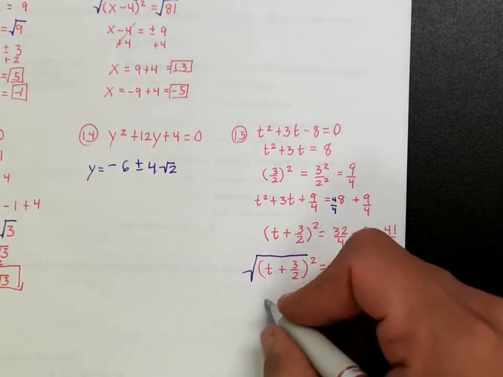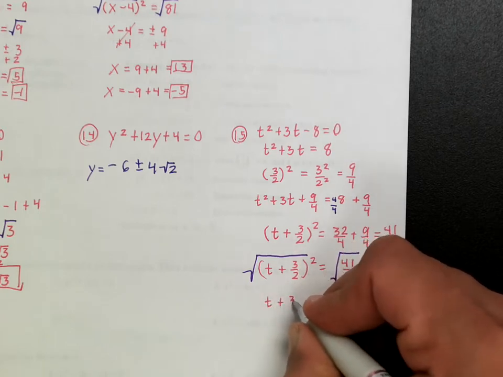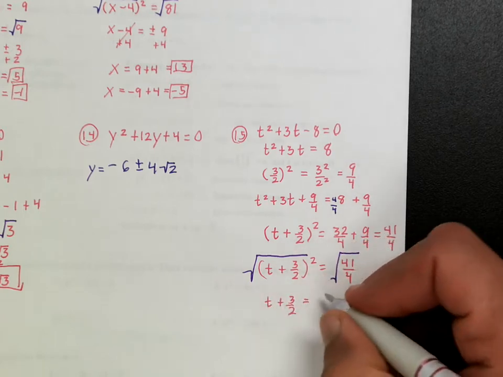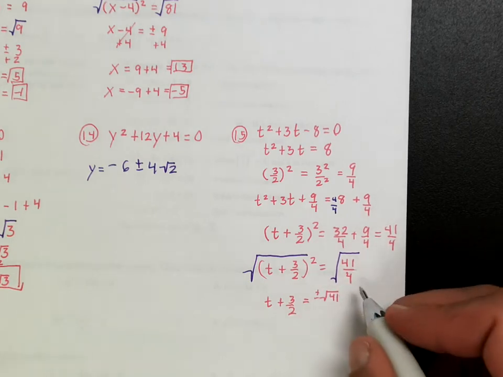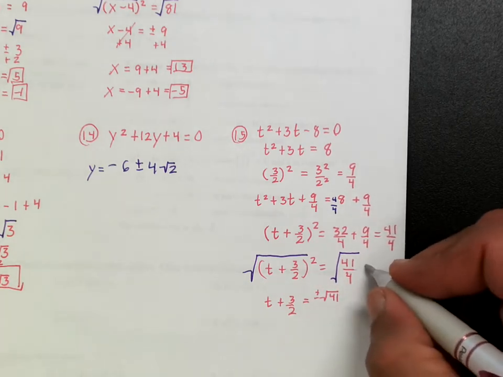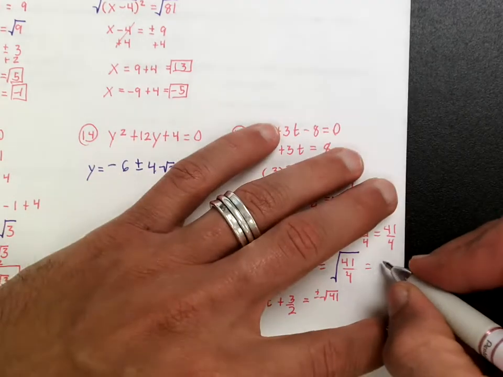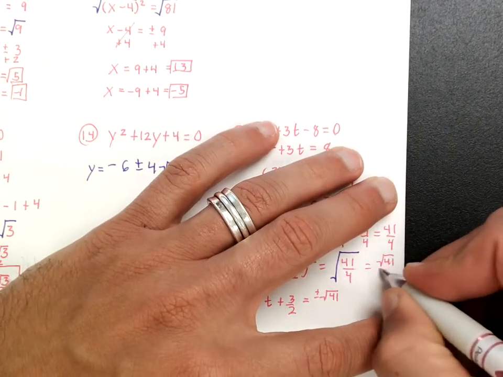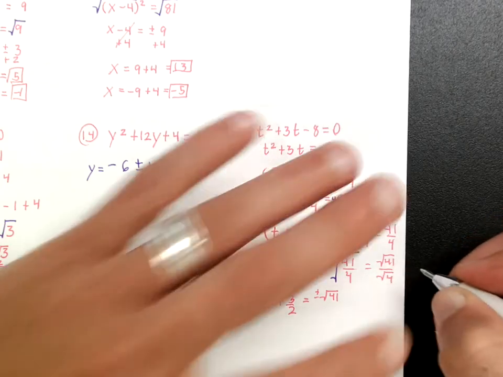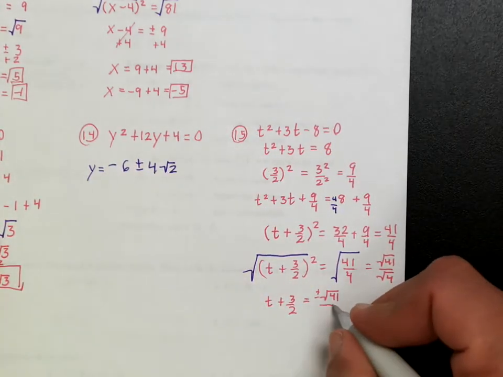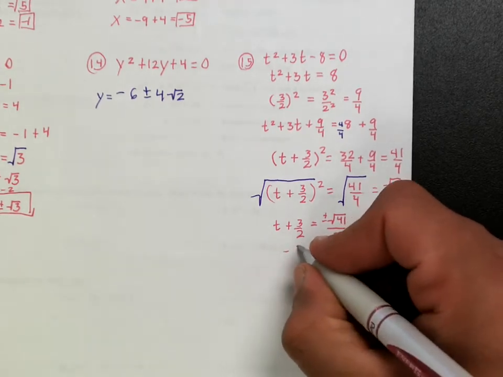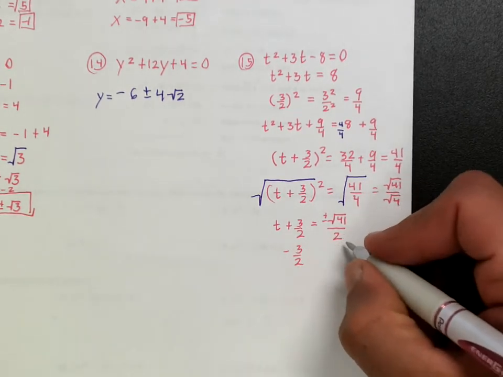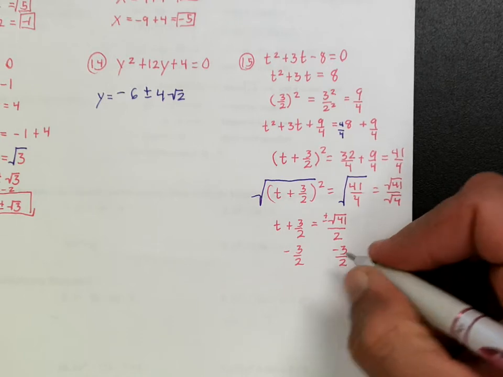So this right here would be t plus 3 halves. This side would be the square root, plus or minus, of 41. Now the square root of 4, and I'll write it over here, that's the same thing as this over here. The square root of 4 is 2. So that's how I got this 2 over here. Right, last step is I'm going to subtract 3 halves from each side.